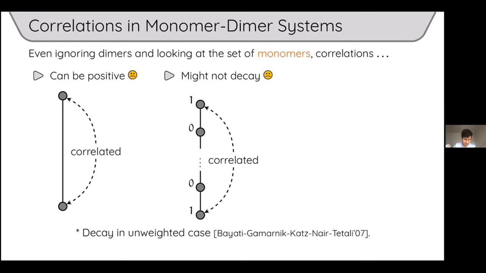So I should mention that there is a very important asterisk here. In the case of, let's say, unweighted graphs, or more generally polynomially weighted graphs, you can show that not only do you have a decay of correlation between vertices, but you also have decay of correlation between edges as well. So this was shown by Bayati, Gamarnik, Katz, Nair, and Tetali.